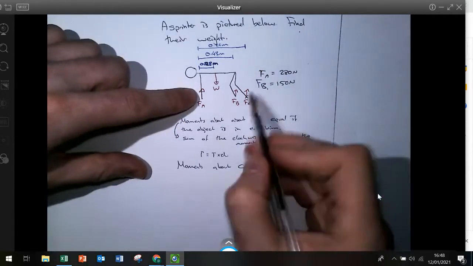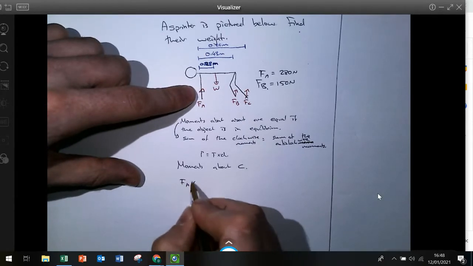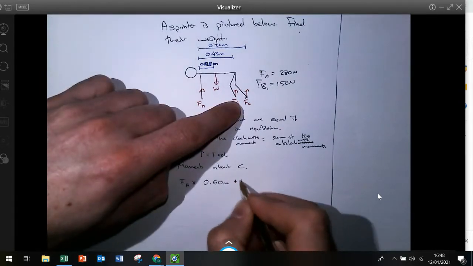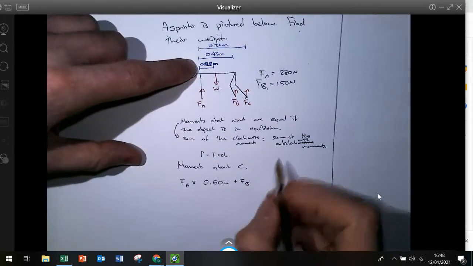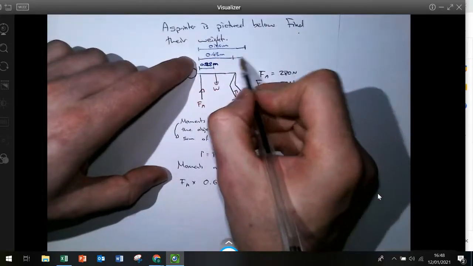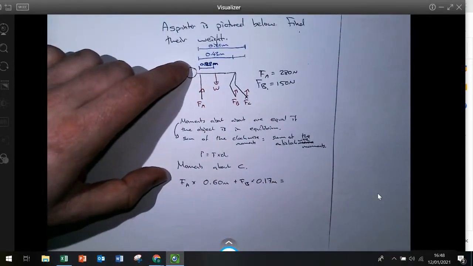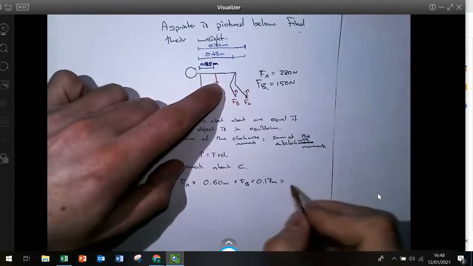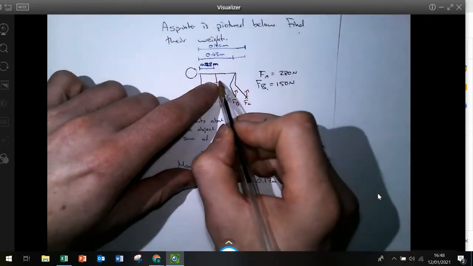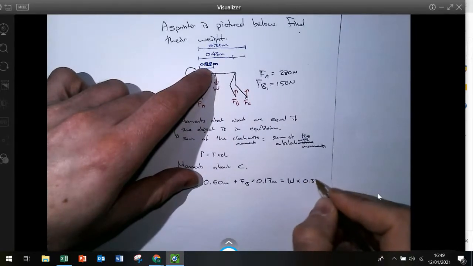So let's think, what are all the clockwise forces? We've got force A times by 0.60 meters. We've also got force B times by the distance, which is going to be 0.6 minus 0.43, because we want this distance here, 0.17 meters, and that's going to equal the anti-clockwise moments, which is the weight times by the distance to the pivot, which is 0.6 minus 0.28, which is 0.32 meters.